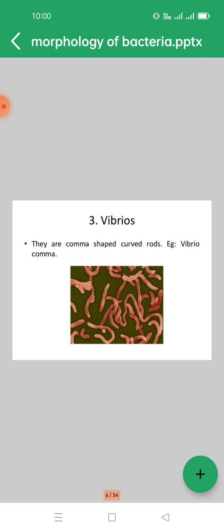Next is vibrios. Vibrios are curved rods. Usually it is a bacillus, a rod shaped cell, but that rod is somewhat curved, so it looks like a comma. That is known as vibrios. For example, Vibrio cholerae, which is responsible for causing cholera.